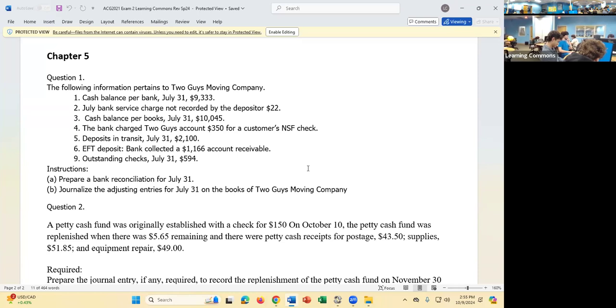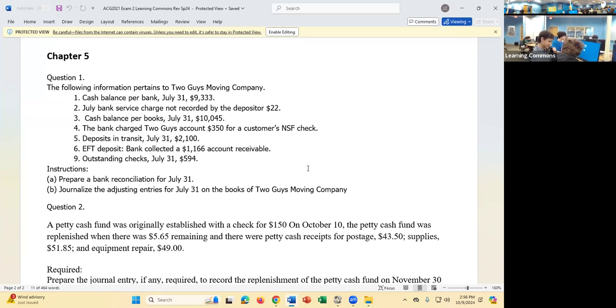If we have a non-sufficient funds check, they're going to take it away from our account. That's right. And then you have the bottom, which bank either way, there's 1166. This is the customer paying us. Anything that's a deposit, usually it's an EMT deposit. That's the only one, because if it's a cash deposit or a check deposit, we should have that in hand, so we're going to already have that.